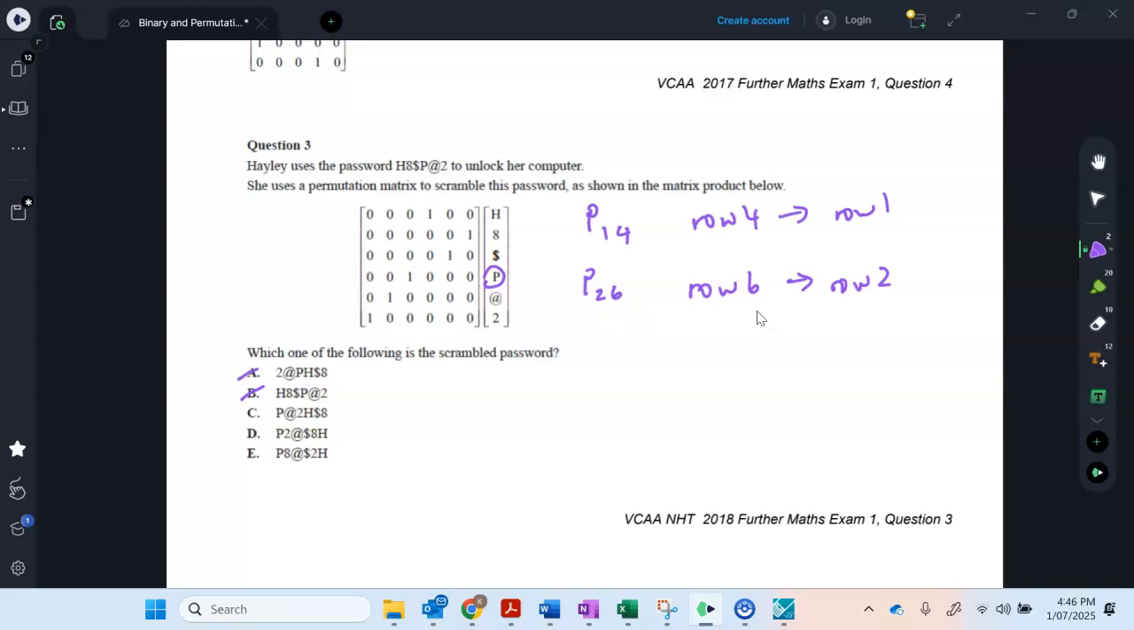So remember, different order. Column permutations work differently. We're doing a row permutation now. So row 6 is a 2, and that's now going to row 2. So it can't be that, can't be that. So the only option is D.